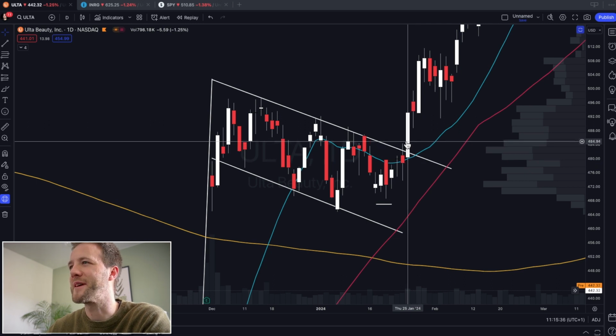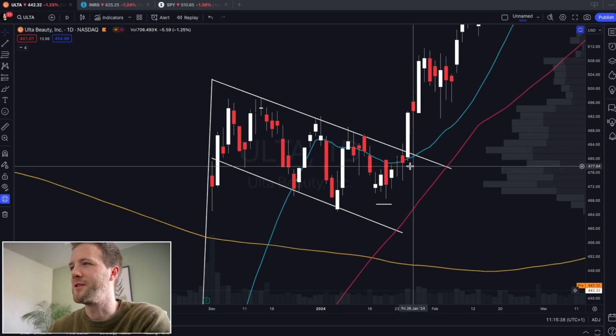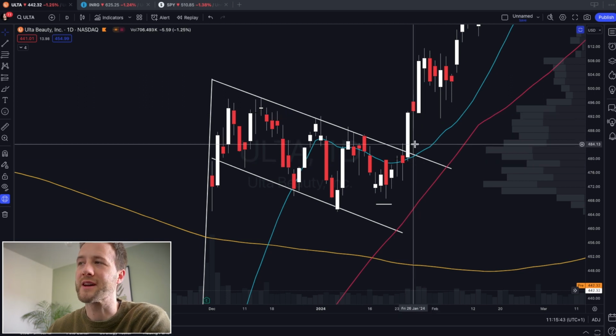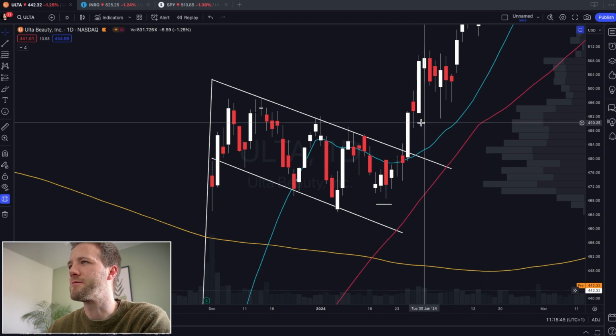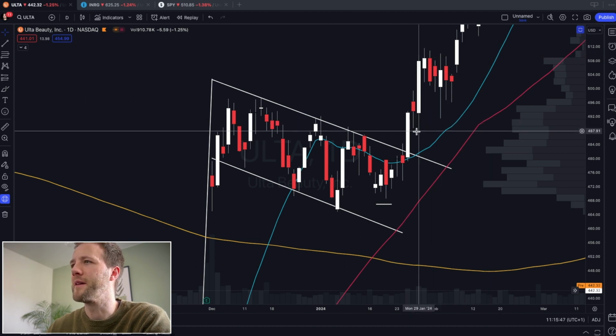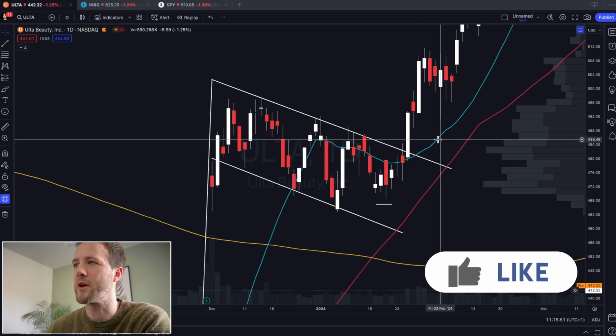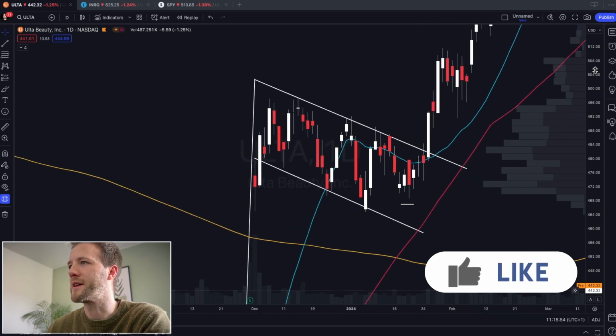Basically entry just above here, then obviously the rest is history. Your original stop loss is here, and then when the day closes you could bring that stop loss up to break even if you wanted to, and let the rest run. Then follow the stop loss up behind it, probably behind the 20 moving average. That's generally what I do, but everyone's trading is different.